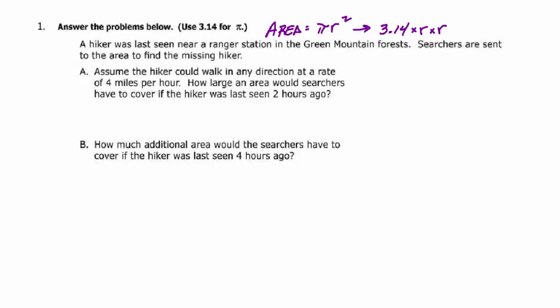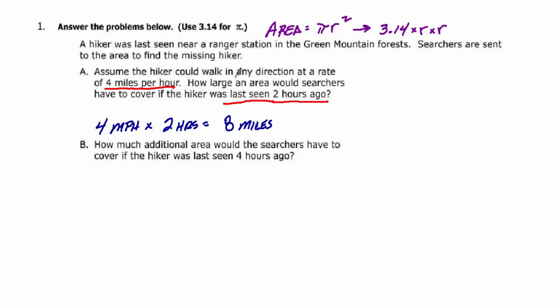So let's pull some facts out of this problem. Here's one fact. The hiker travels 4 miles per hour. Here's another fact. Last seen 2 hours ago. So as far as that hiker traveling, we know that the hiker has been traveling 4 miles per hour times 2 hours, which means that hiker could have traveled 8 miles.